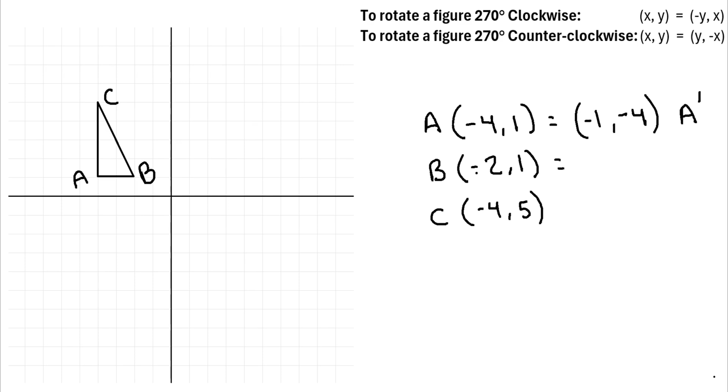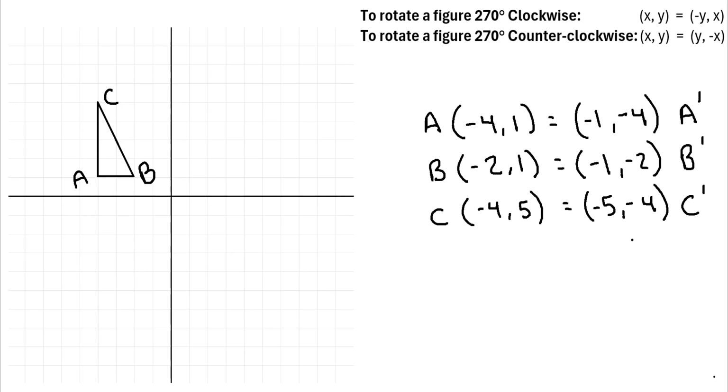All right, what about B? So we're going to flip the x and the y. So it will become 1, -2. And then this value right here will become the opposite sign. So it'll become a -1. So this is our new B prime. And then lastly, we'll flip the x and the y. So we'll have 5, -4. And this y needs to have the opposite sign. So it'll become a -5. So this is our new C prime.